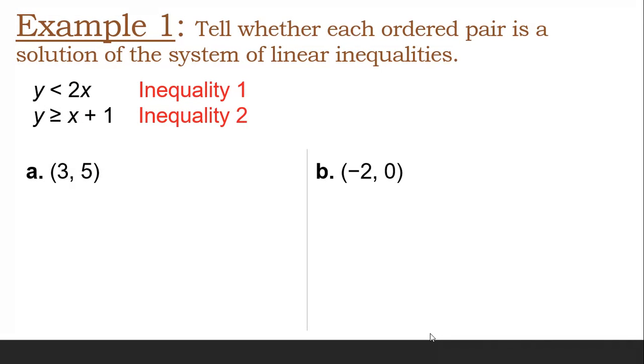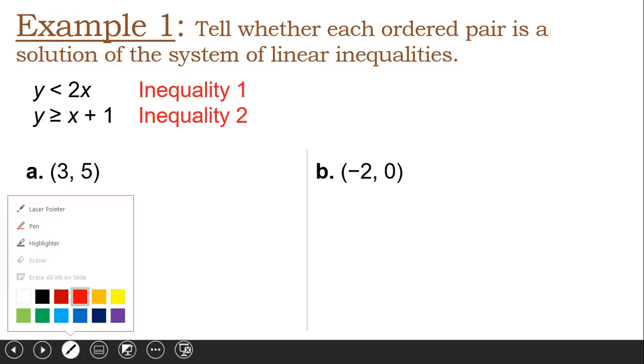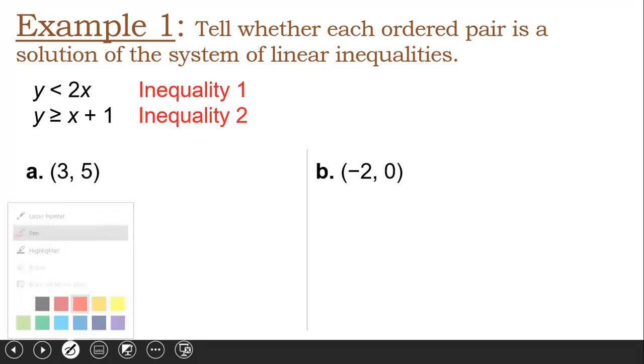Let's take a look at our first example, where we have to determine whether each ordered pair is a solution to the system of linear inequalities that is shown. Similar to a system of equations, it's exactly the same idea, except now we're not dealing with an equal sign. We're going to be dealing with a less than, a greater than, or a greater than or equal to, less than or equal to, one of those inequality symbols. But we go through the same exact process.